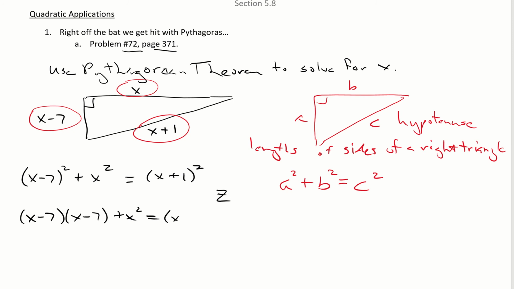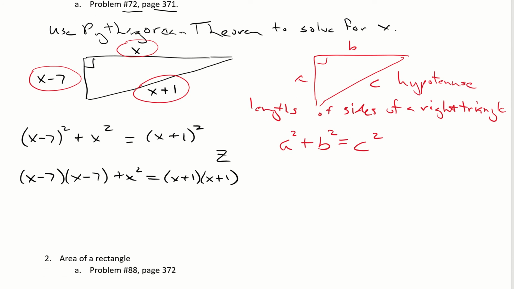Other side too. I'm running out of room. Multiply it all out. So we're getting x squared minus 7x minus 7x plus 49, plus x squared. And on the other side, we've got x squared plus x plus x plus 1. Okay, so all that is happening.